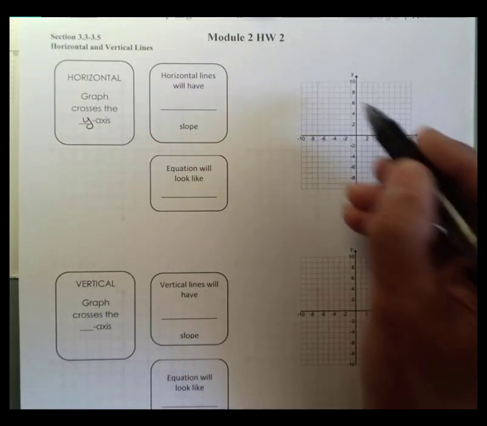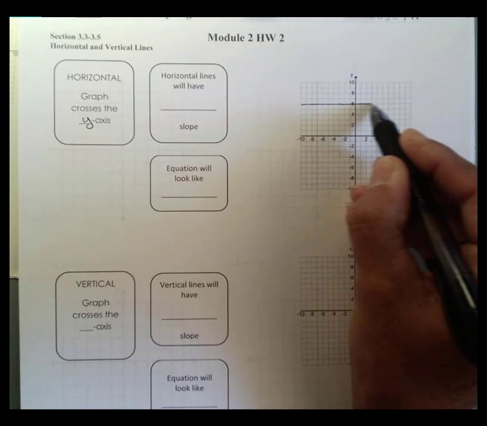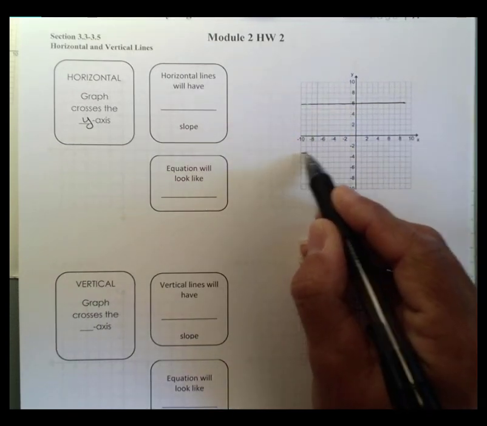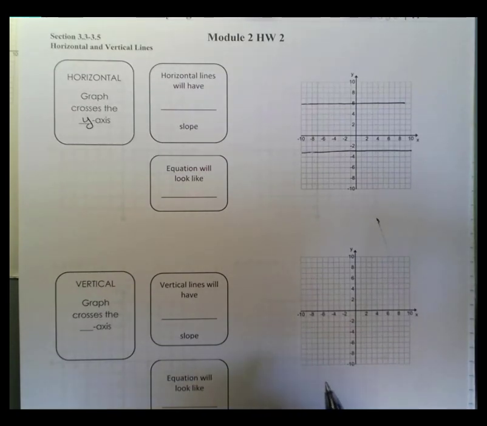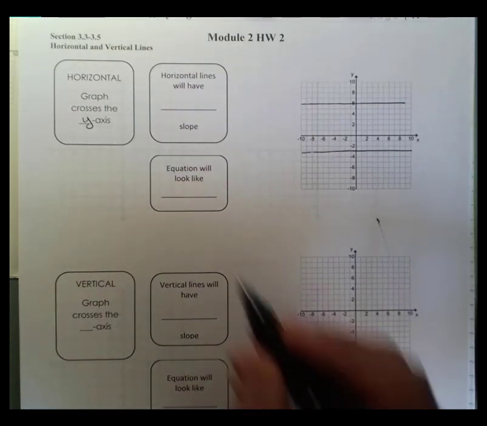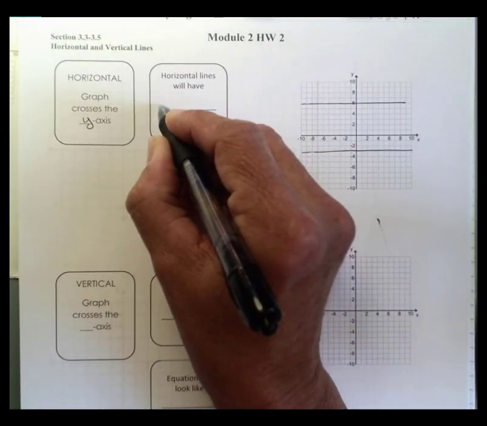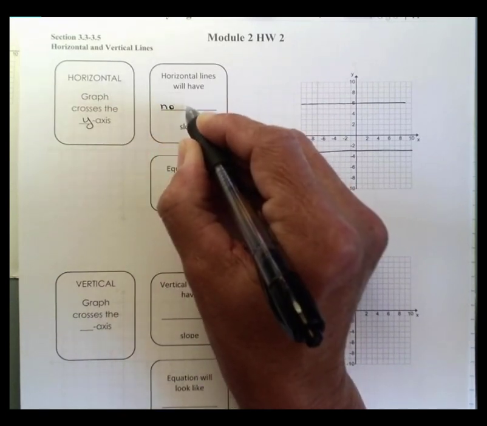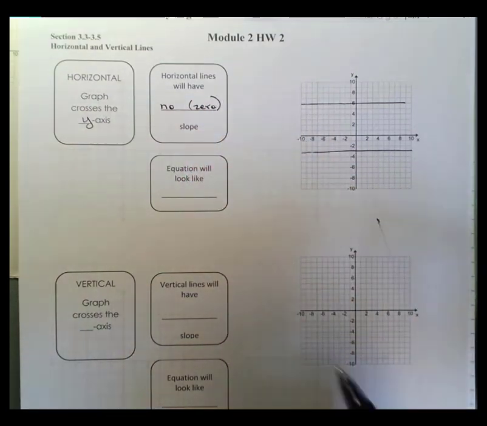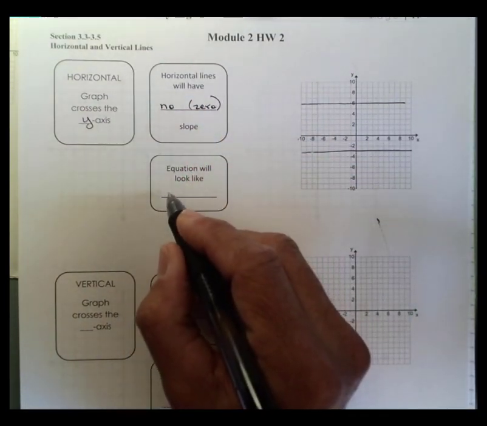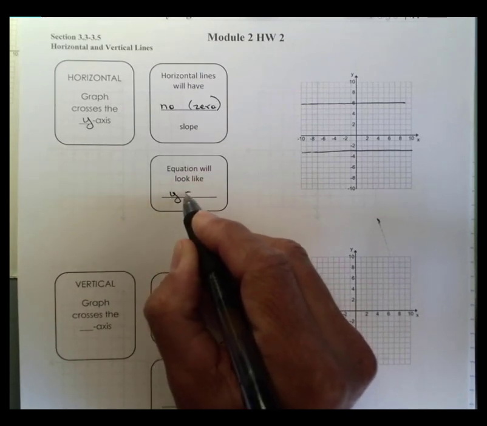If you look at one of these lines, it goes straight across here or straight across here or really at any point. It would be completely straight across horizontally, sort of like the floor. We say, as far as those slopes, that they have a zero slope or no slope. You can write that either way, zero slope, no slope to this line. And an equation for a horizontal line is always going to look like y is equal to some number.